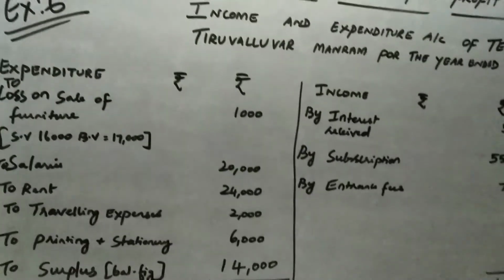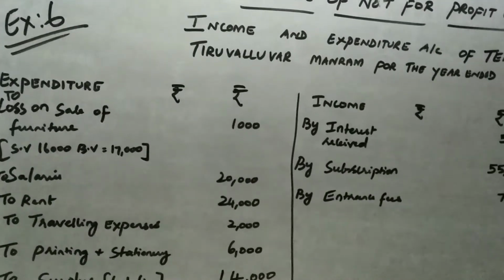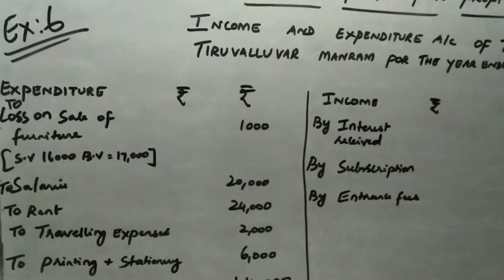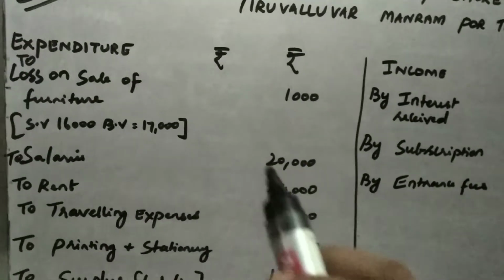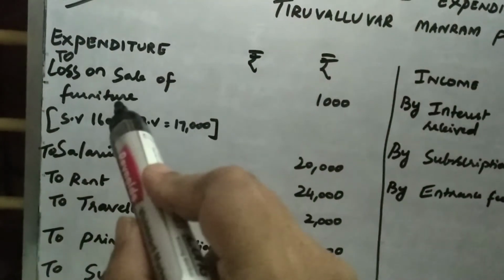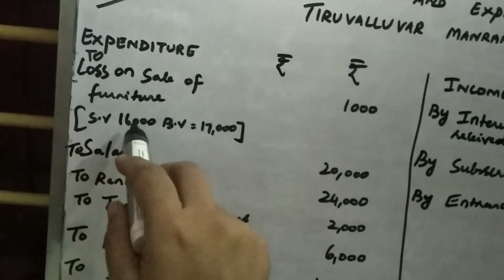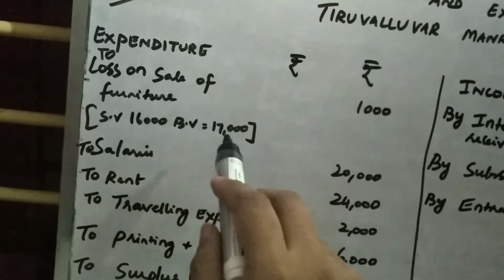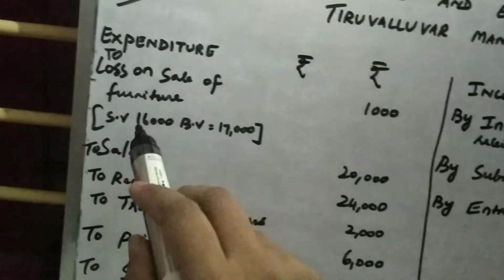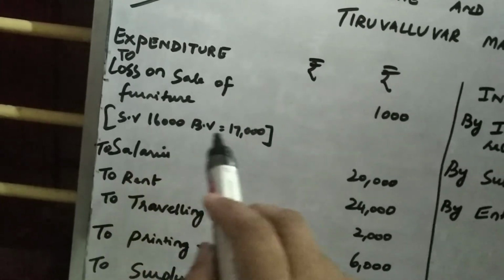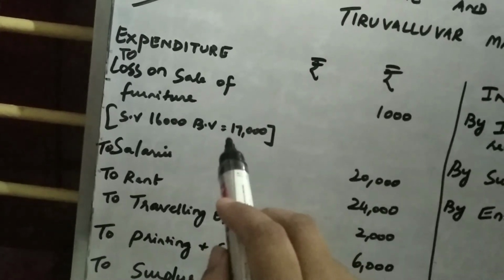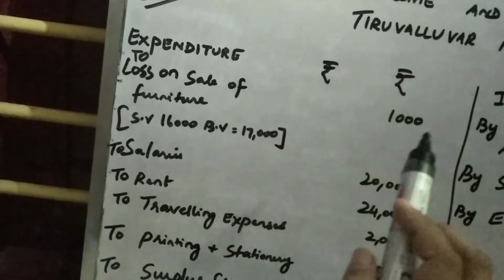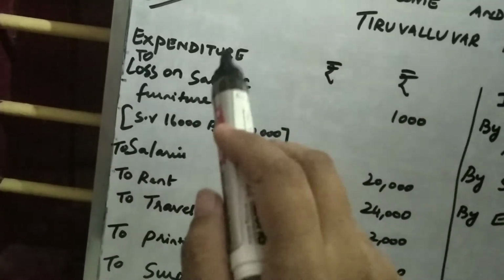Okay, now let us look into the solution. So first item, to loss on sale of furniture. We have seen that sale value to be 16,000 and the book value to be 17,000. Here sale value is less than the book value, so you incur a loss of 1,000. Only that 1,000 loss on sale will be shown on the expenditure side.